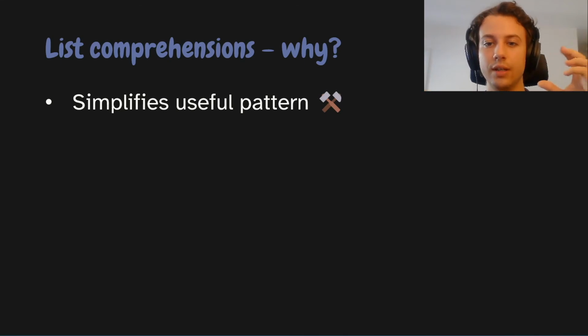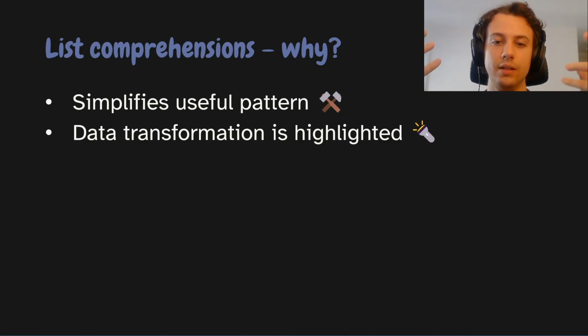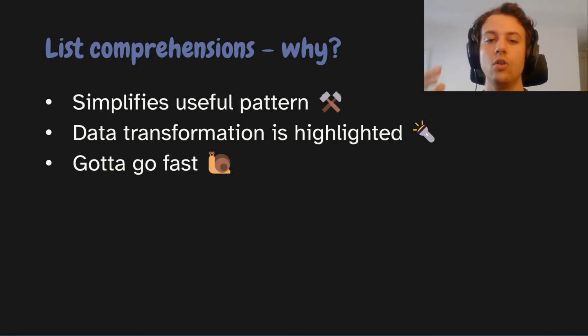Now, another really good argument in favor of list comprehensions is that when you are building these new lists, you are highlighting the data transformation. So this tells you quite clearly what is happening to your data. And finally, one other benefit that is not always true, but is common, is that list comprehensions are faster than the equivalent for loops.